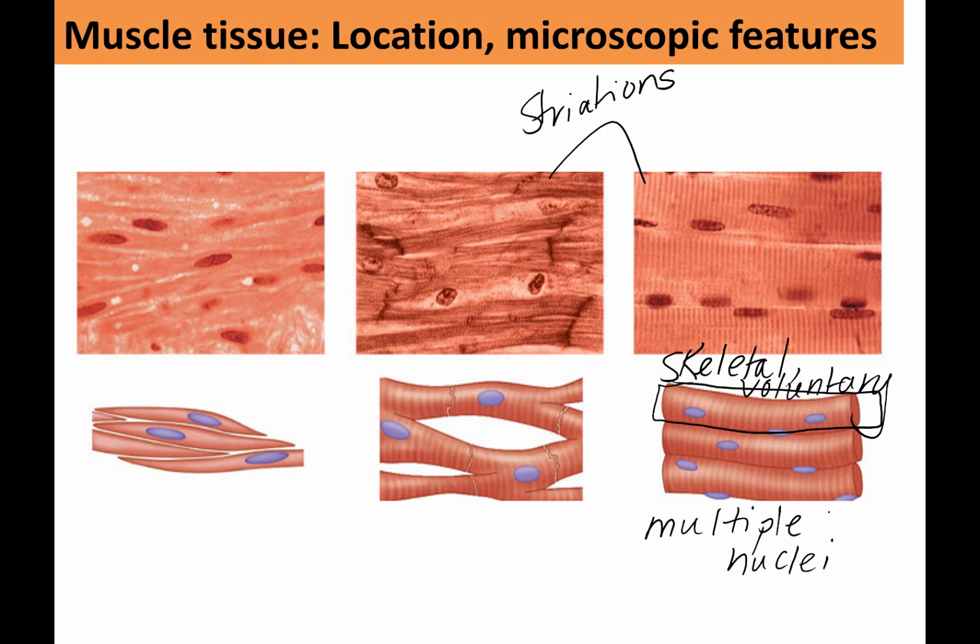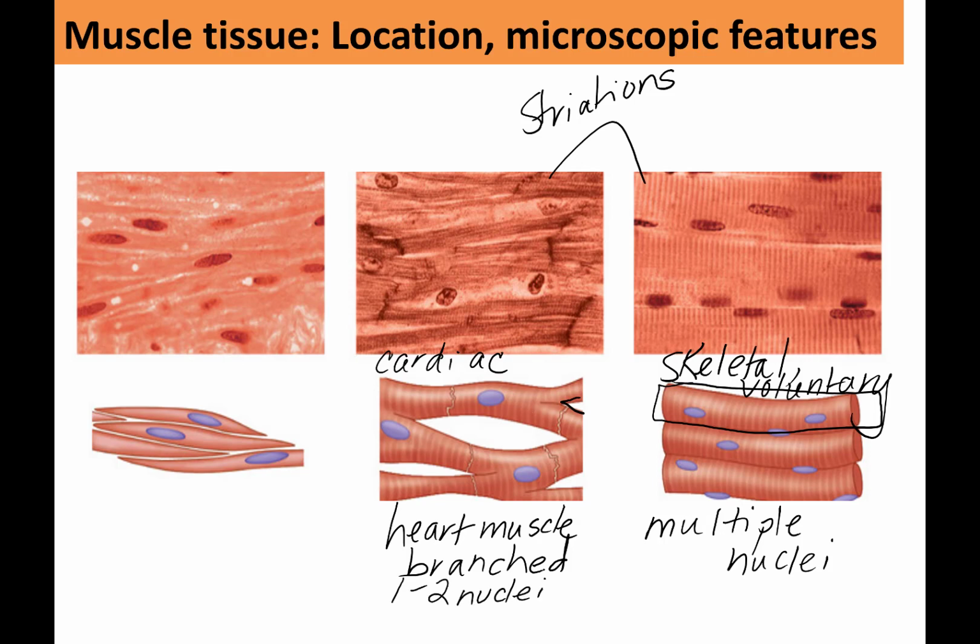The other striated muscle is here, and this is cardiac. Remember, that's the one found in your heart. The only place cardiac muscle is found. Cardiac muscle is very branched. As you can see here, we have some kind of branches on there. And then there's usually 1 or 2 nuclei per cell. Again, this is per cell.